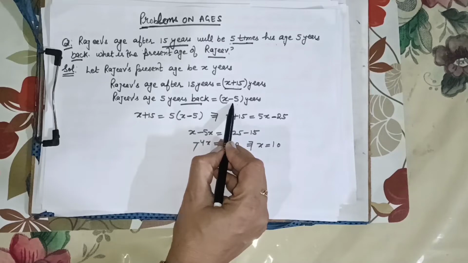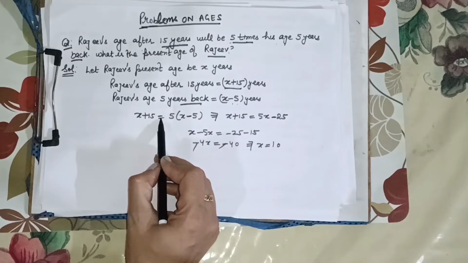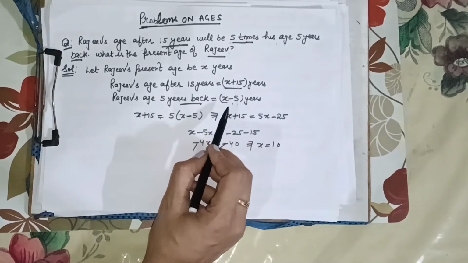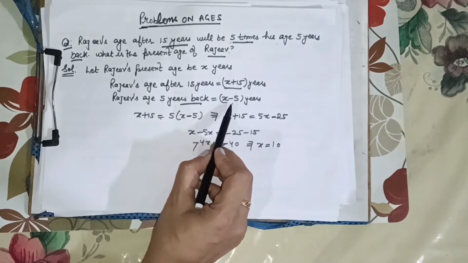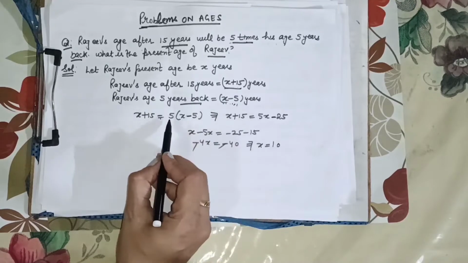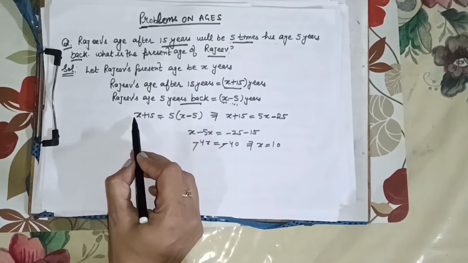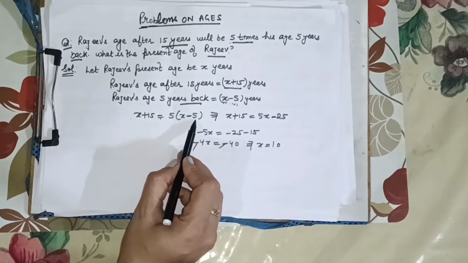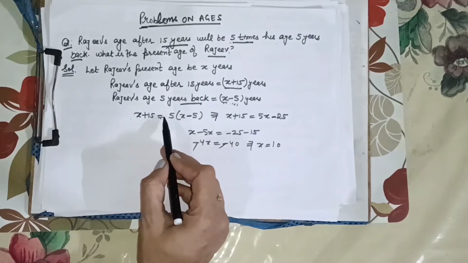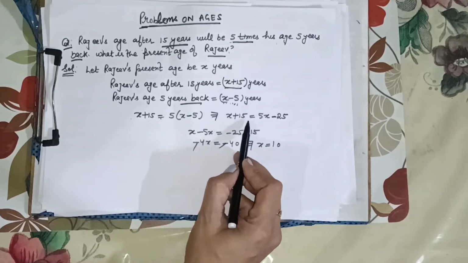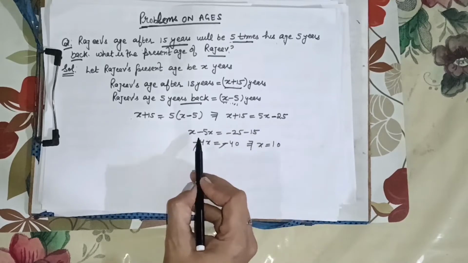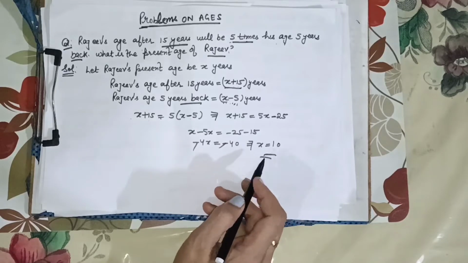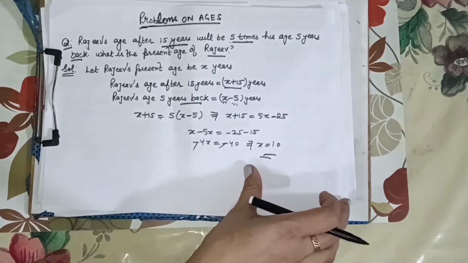So it is given. But if we want to equate, that means if we want to keep both the terms equal, we have to multiply the 5 with the smallest term. The smallest term is x minus 5. So instead of multiplying x plus 15 by 5, we will multiply 5 with x minus 5. Equating these terms, after simplification I am getting x plus 15 is equal to 5x minus 25. So x minus 5x is equal to this, and x is equal to 10. So the present age of Rajiv is 10.